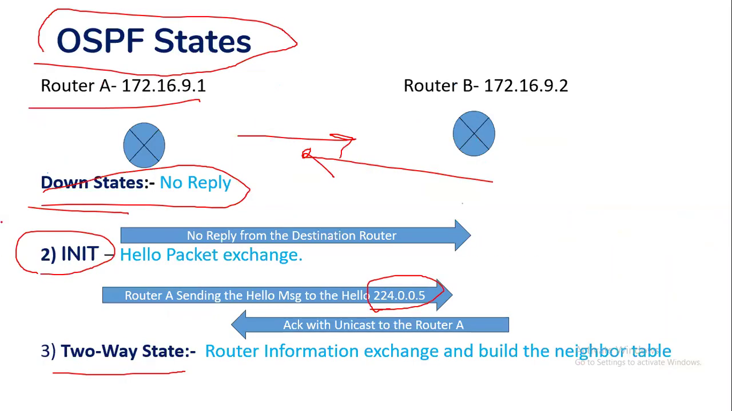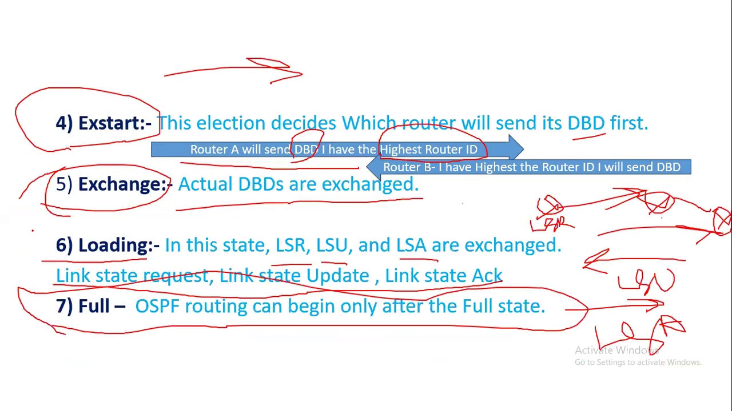Let me tell you one more time. What is the down state? There is no reply from router B. What is init? They will exchange their hello packets. In the third, two-way state, they will establish their neighborship. Once the neighborship is maintained, they will exchange routing information with each other. And in ExStart, they will decide the election: the router with the highest router ID will decide who will send the first DBD message.